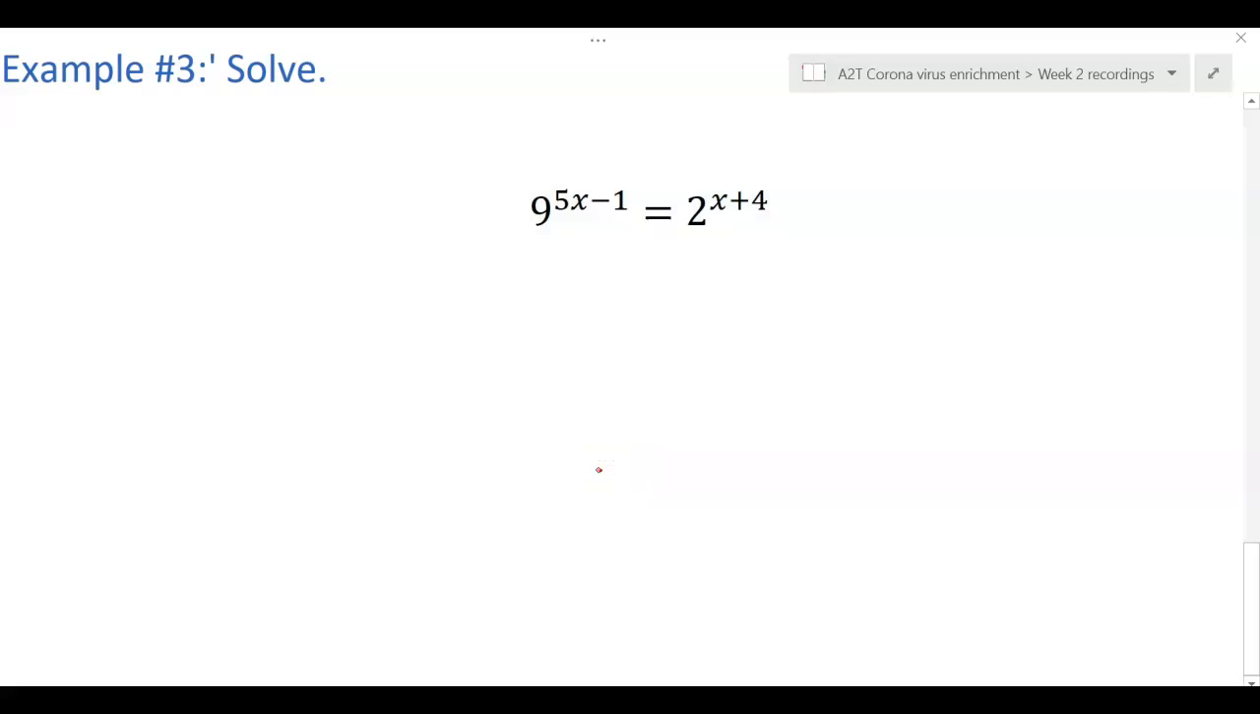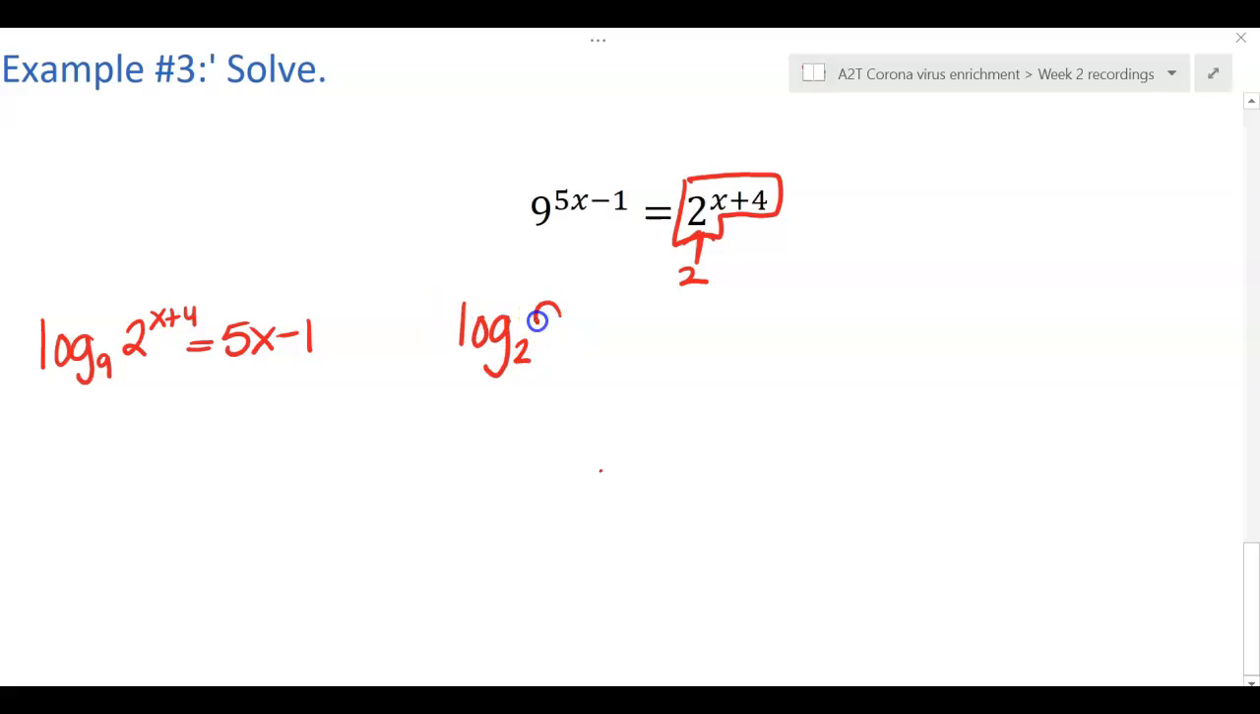And so here you really have to think about how you see the problem. If you see this as the exponential function where you're using this base to rewrite it, then this problem would become log base 9 of 2 to the x plus 4 equals 5x minus 1. If I change the way I look at this problem and instead I looked at this exponential and wanted to rewrite it in log form using a base of 2, this same problem could be rewritten as log base 2 of 9 to the power of 5x minus 1 equals x plus 4.